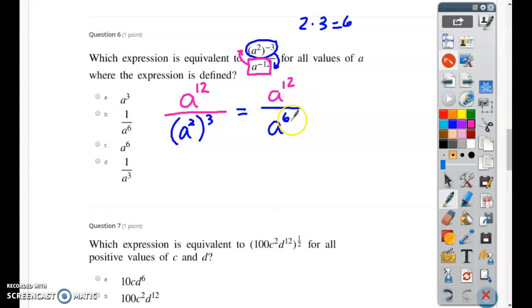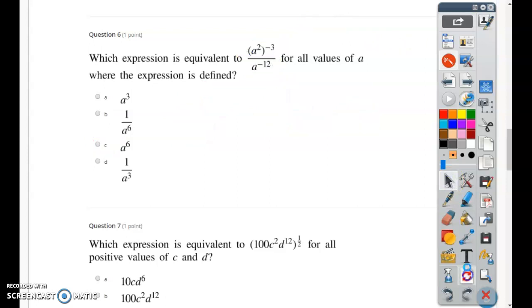So what do I do with the 12 and the 6? No, this is division, so you subtract. 12 minus 6 equals 6. A to the 6th power. And it stays at the top because which one has more, the top or the bottom? The top has more, so the answer is C. Okay? Question number 7.